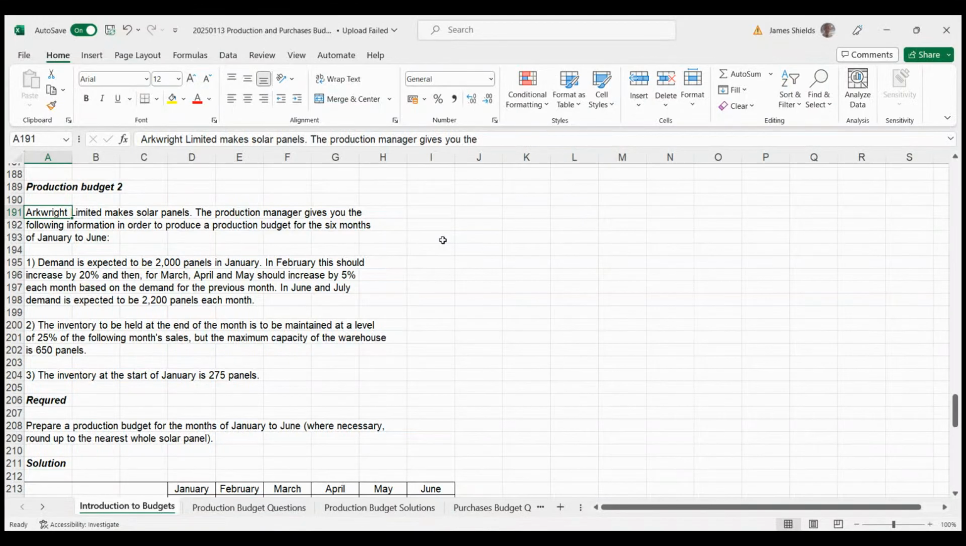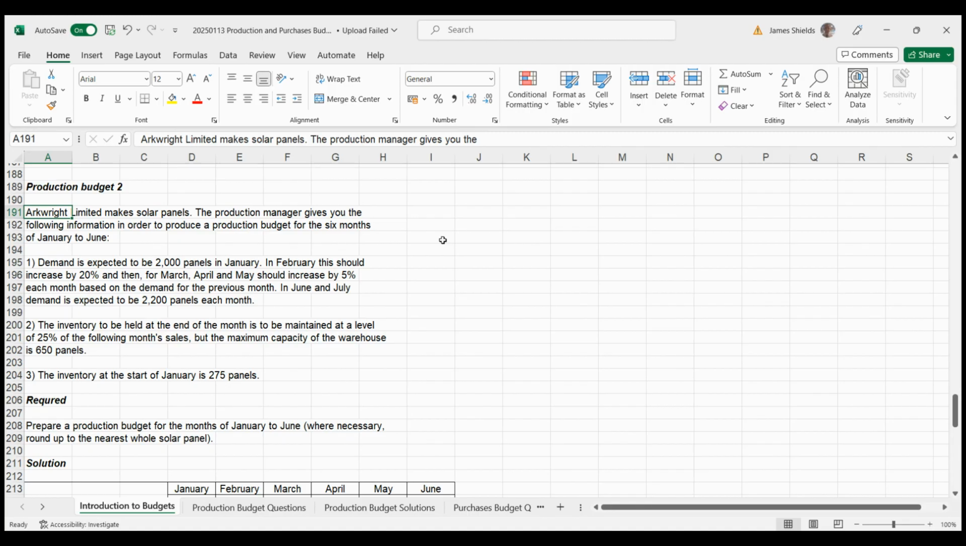In February, this should increase by 20%. Then from March, April, and May, should increase by 5% each month based on the demand for the previous month. In June and July, demand is set to be 2,200 panels each month. The inventory to be held at the end of the month is to be maintained at a level of 25% of the following month's sales, but the maximum capacity of the warehouse is 650 panels.